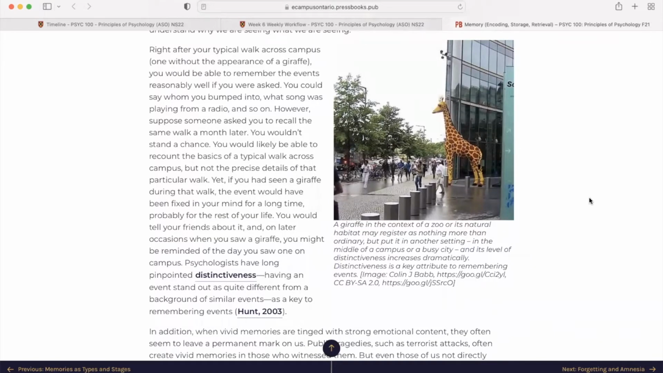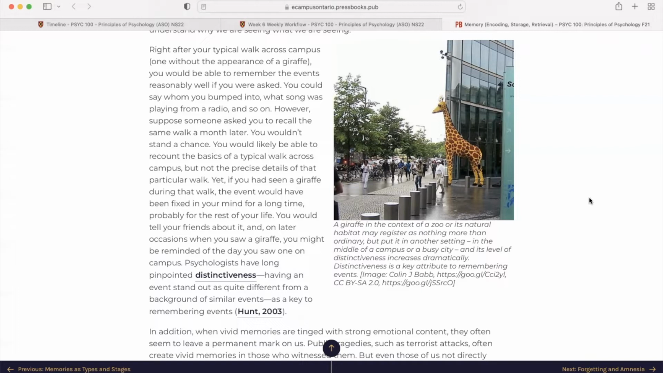Right after your typical walk across campus, one without the appearance of a giraffe, you would be able to remember the events reasonably well if you were asked. Could you say whom you bumped into, what song was playing, and so on? However, suppose someone asks you to recall the same walk a month later, you wouldn't stand a chance. You would likely be able to recount the basics of a typical walk across campus, but not the precise details of that particular walk.